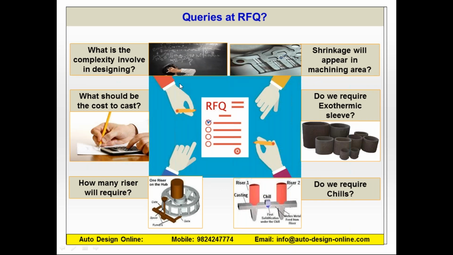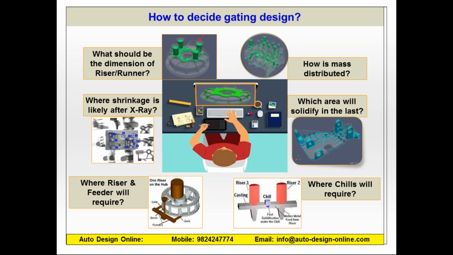or the trials. Now let's imagine you receive some RFQ, you have received the drawing, you have received the casting part model or something like that. But how would you decide what is the complexity involved in this casting part? What should be the cost of this casting part depending on its complexity? How many risers will you require? Whether you will require any exothermic sleeve or not? Which area is likely to get shrinkage? Which area will require the chill?